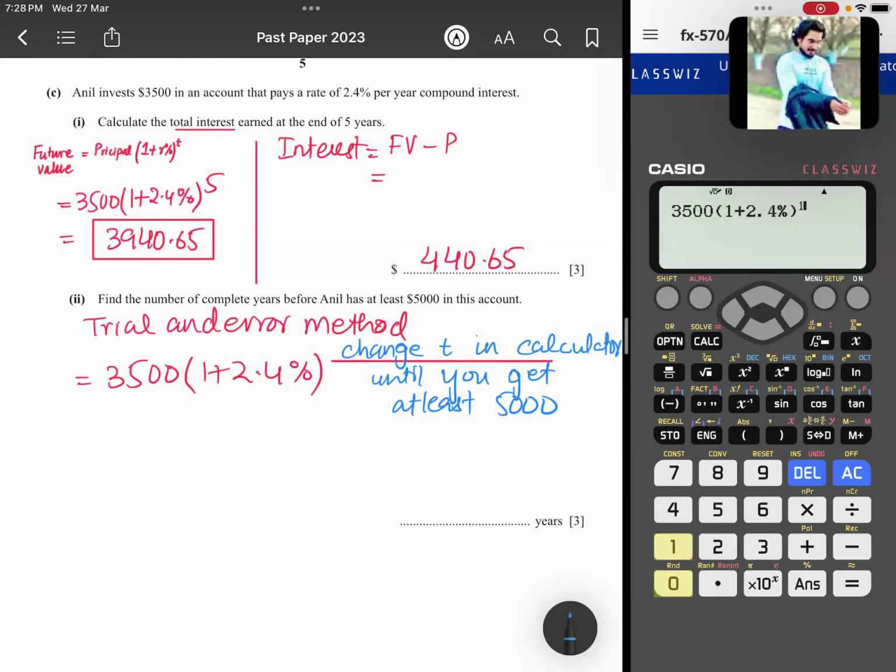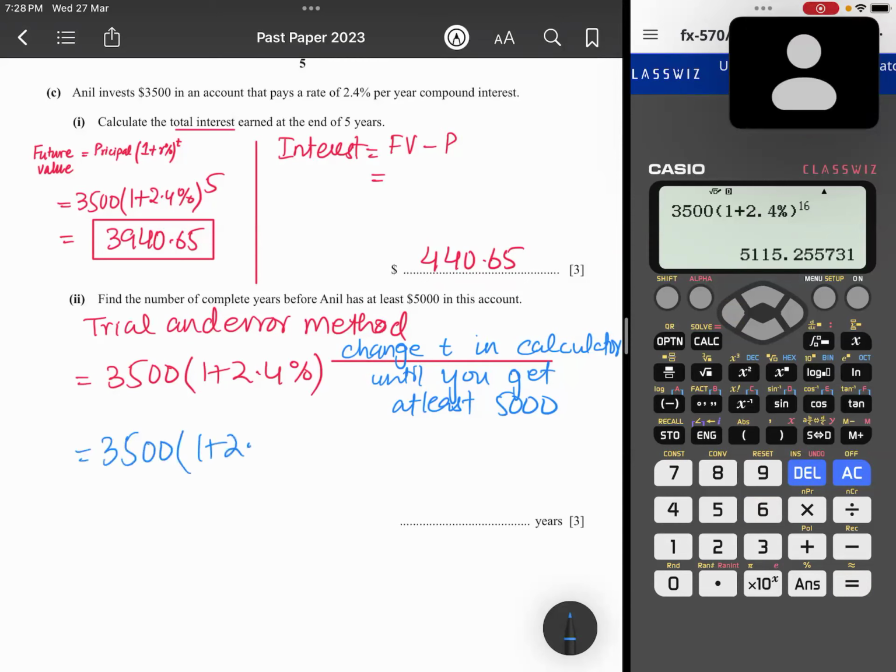Let me check 10. Okay, 10 is still less than 5. Okay, let's check 15. Still less than 5. Let's check 16. Okay, 16 is at least 5,000. Yes or no? Yes, sir.